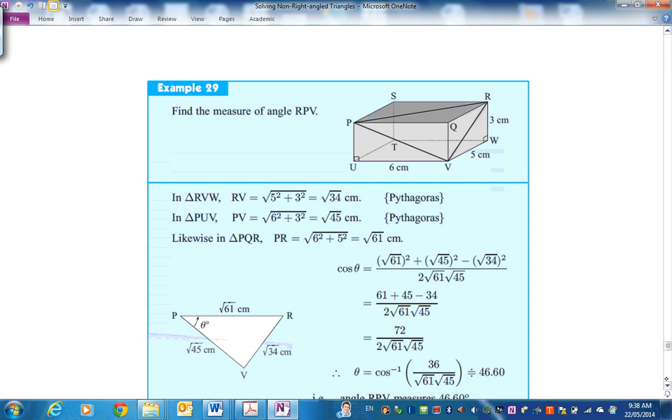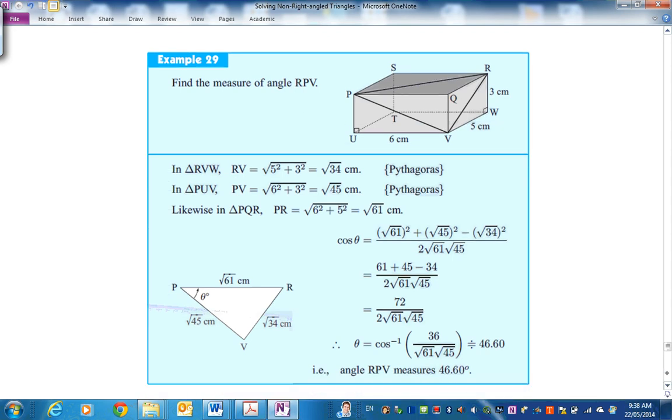Have a look at a 3-dimensional problem. Same idea. Find the measure of angle RPV, RPV in that slopey triangle in there. So we've got a lot of work to do, a lot of go-betweens. We don't know anything about that triangle, but we know a little bit about this here. So let's go in RVW, so we're in that triangle. I like students to draw it out again, so you can see what's going on. So you can get RV, that's a go-between, you can get that by Pythagoras. In PUV, you can get PV, so that's this triangle.